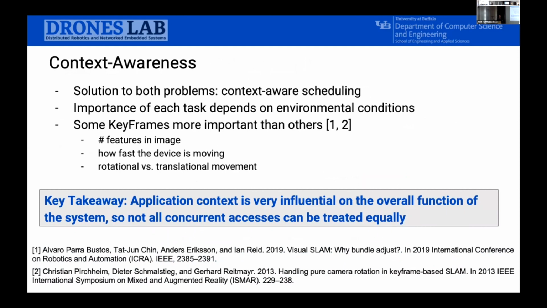So a solution to both of these problems is context-aware scheduling. Currently, ORB-SLAM2 uses a standard OS scheduler to allocate processing time, but the importance of each task depends on environmental conditions. Previous work shows that some keyframes are more important to overall accuracy than others. And the factors that influence whether a keyframe is important are the number of features seen in the keyframe image, how fast the device is moving, and whether it's experiencing rotational versus translational movements. So the key takeaway from this challenge is that application context is very influential on the overall function of the system, and we can't treat all concurrent accesses equally.